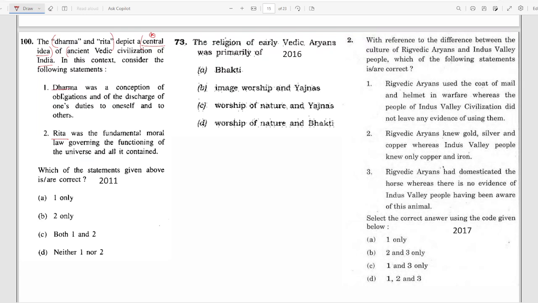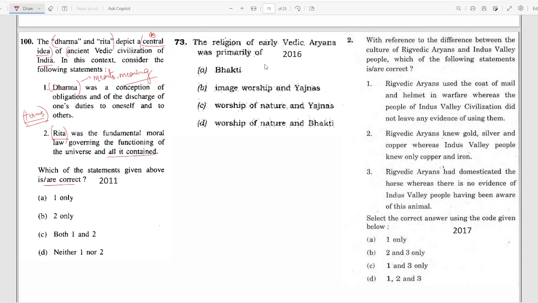So these are the terms that were there. Whenever you are reading about Vedic civilization, or for that matter any civilization, please take specific note of the terms that are used. For example, in this case, the words dharma and rita are used, and you have to understand and also remember what they meant and the meaning of it.